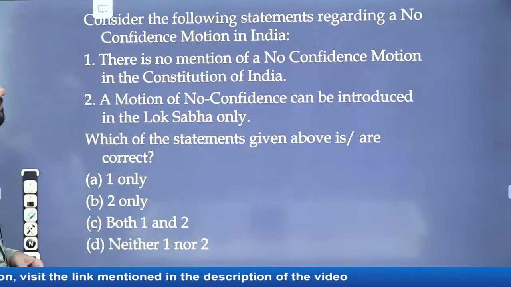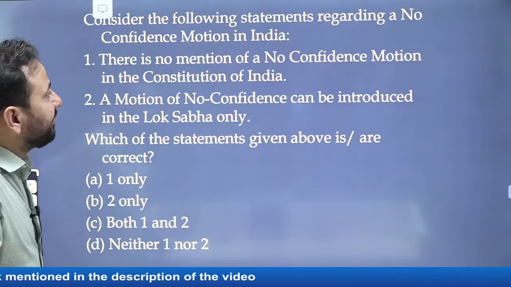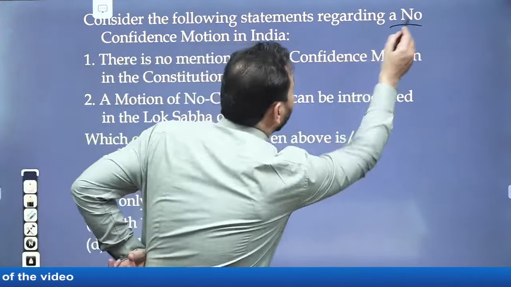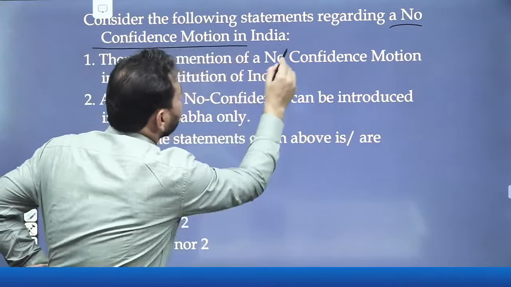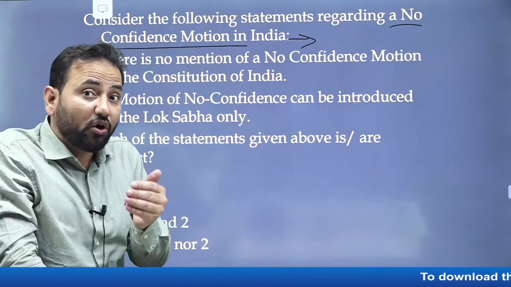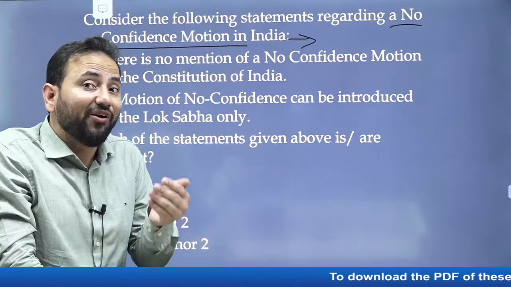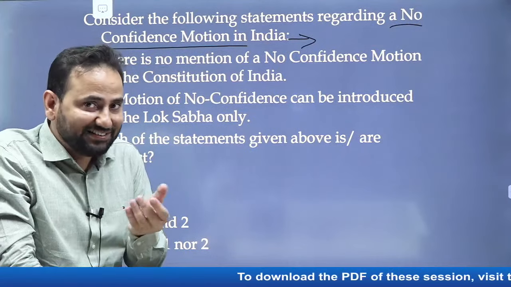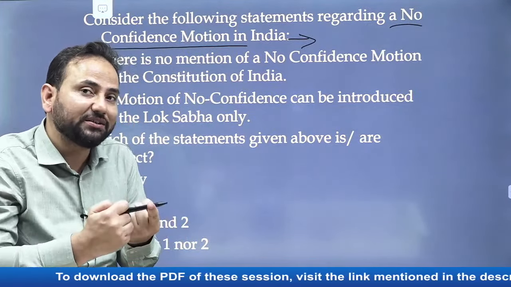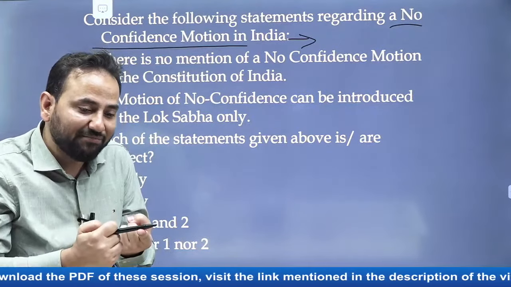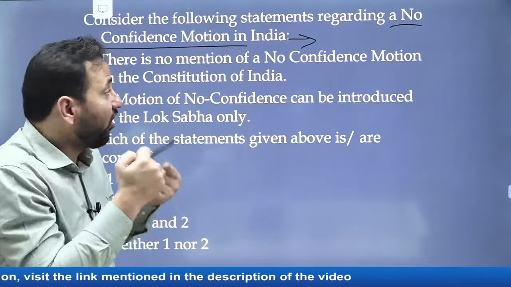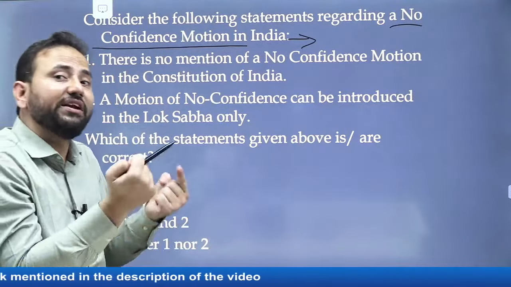Let's see another question. Consider the following statements regarding a no confidence motion. When you talk about this concept of no confidence motion, try to understand one thing associated with it. Who will be more powerful? It is about the accountability of the executives. Executives are accountable to the legislature in the parliamentary form of government, and in India we have a parliamentary form of government. So whenever you talk about executives and legislature, always remember that the role of the Lok Sabha will come into existence.